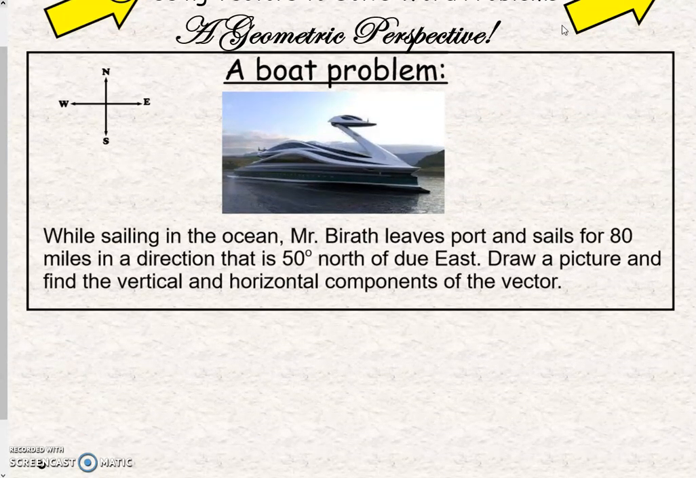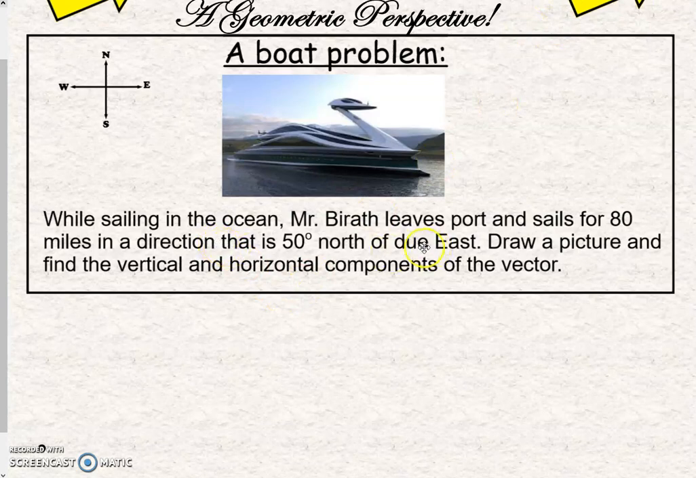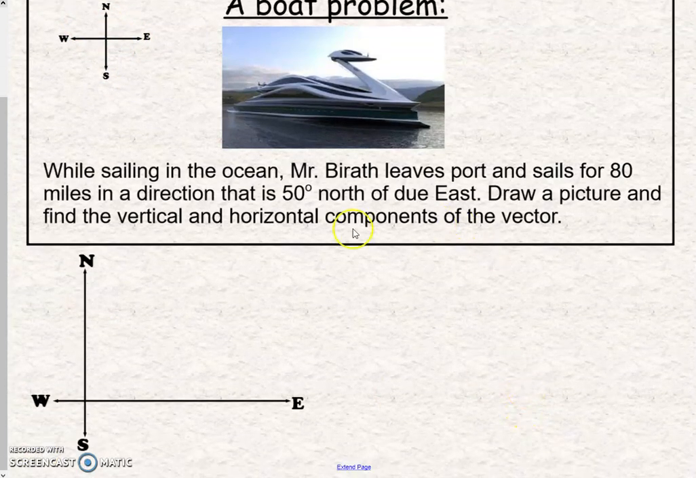Okay, welcome back. Hopefully you realized that this boat is leaving the port, and we're always going to start at the origin. Notice how the compass rose matches the x and y axis. So we're going to leave the origin here and go for 80 miles in a direction that's 50 degrees north of due east. A good way to think about this is imagine going due east this way, and then you're pushing that vector up north. North is up, 50 degrees, and that would be 50 degrees north of due east.